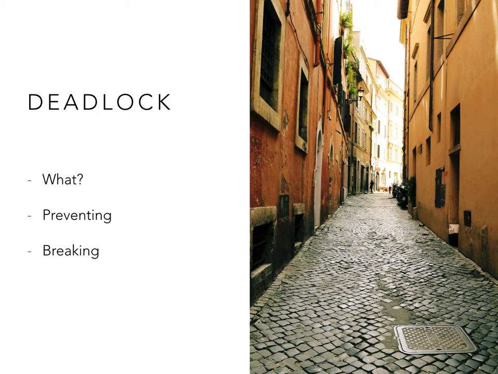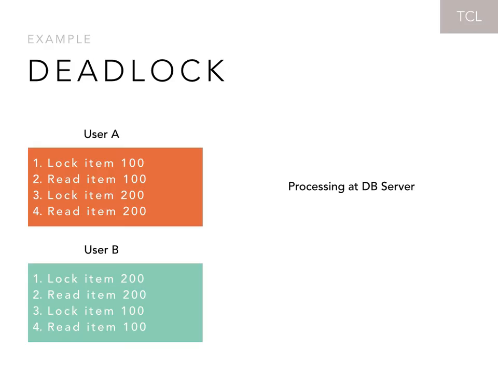So your database has to be looking for situations where deadlock has occurred, where these conflicting locks have been granted, and we have to essentially abort one of the transactions to free up the locks and get them back so that the other transaction can in fact finish. Let me show you an example of deadlock.